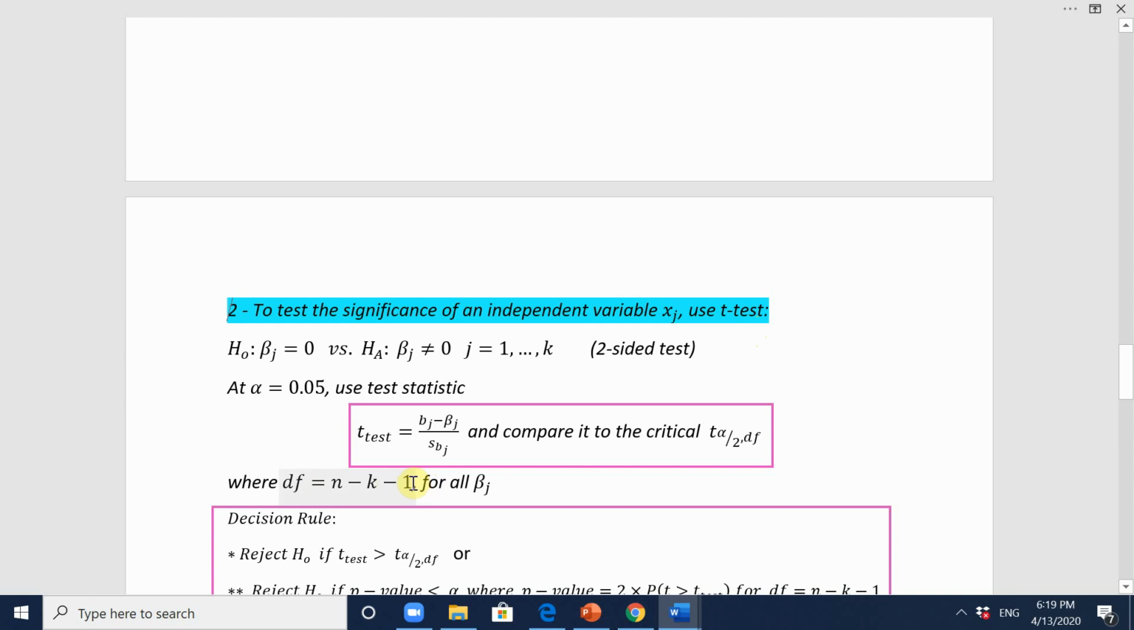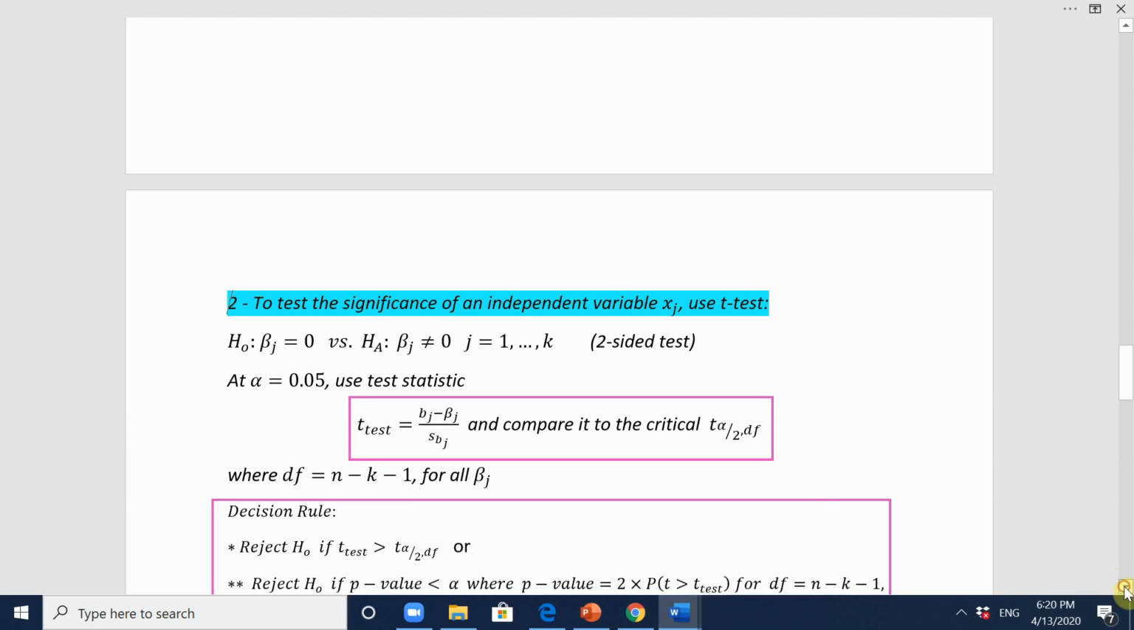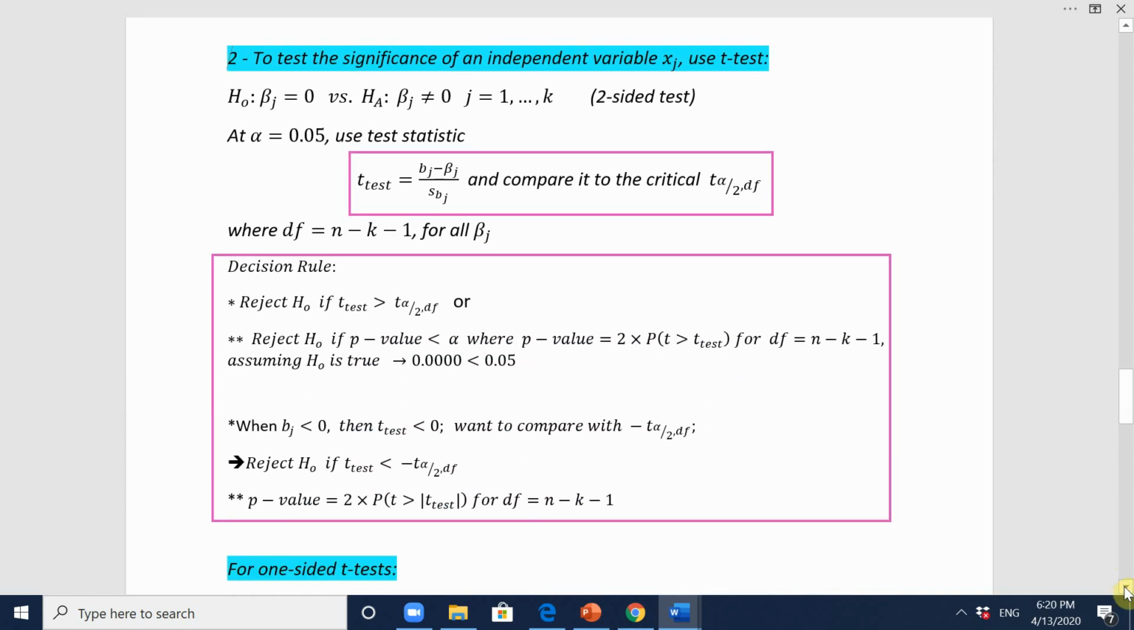It doesn't matter if I'm testing for the independent variable x2 or x1 or x10. Degrees of freedom here must always remain of this form, n minus k minus 1. Okay, so the decision rule is that you will reject your null hypothesis if your test statistic is greater than your critical statistic.